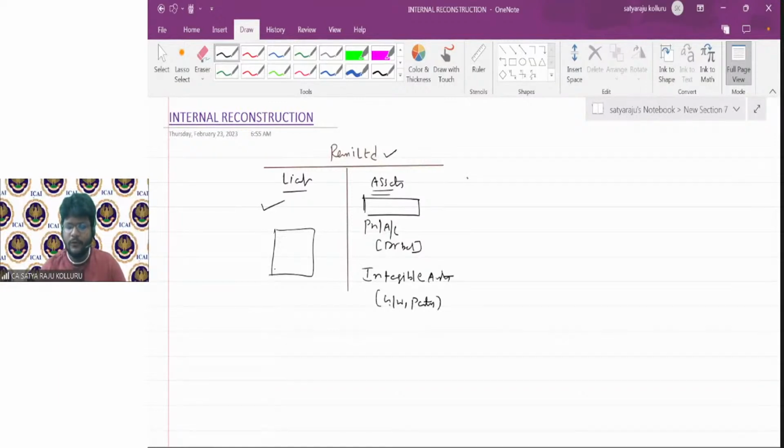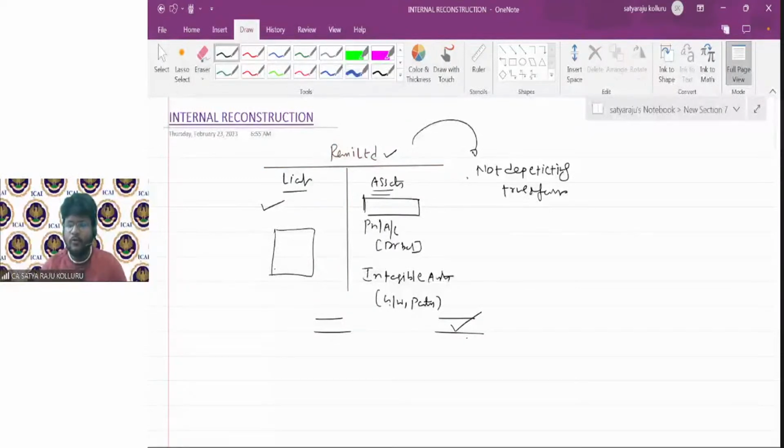As I already told you, the main reason for conducting internal reconstruction is that the existing company financials are not depicting a true picture. Am I right? Sir, what happens with the existing financials? It's very simple. The assets are shown at certain book value figures. But do you think those are true figures? Because a huge P&L account debit balance is there, which is not a real asset.